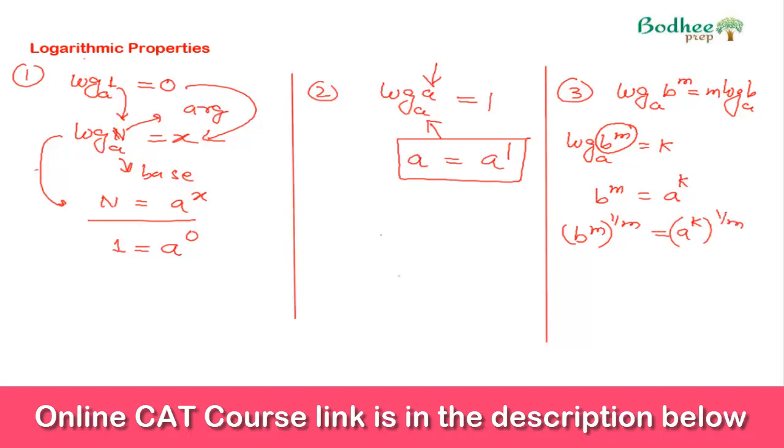As per the laws of indices, this will become what? b, because m into 1 by m will get cancelled out, and here it would be a to the power k by m, correct? Again, in this format, we can write it in the logarithmic format. So this is the power, this is the base, and this is the argument. So we can say that the power k by m would be equal to log of b with base a, or the value of k is nothing but m into log of b with base a. And we have assumed this entire thing as k, so k will be m into log of b with base a, which is property number 3.